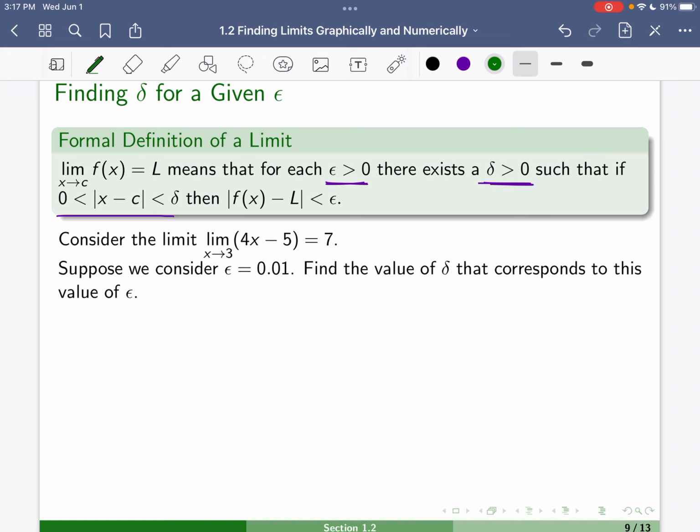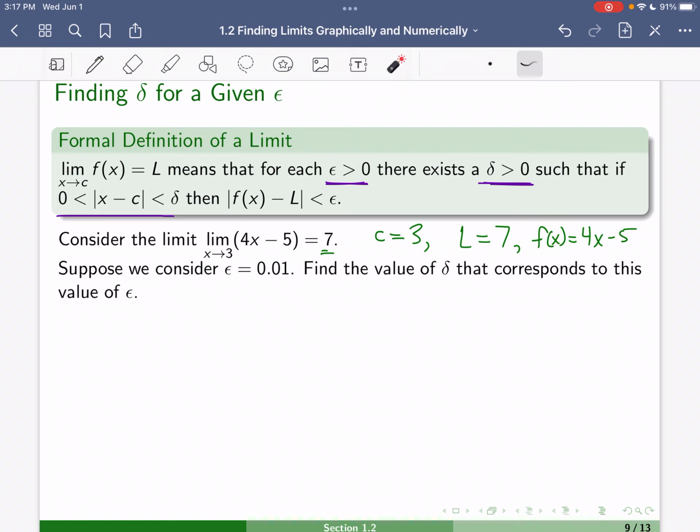In this problem, what is our value of c? Well, the value of c is the value that x is approaching, right? So our x value is approaching 3. What is our value of L? L is the value of the limit itself. So our limit is 7, or we're claiming it's 7. And our function, f of x, is 4x minus 5.